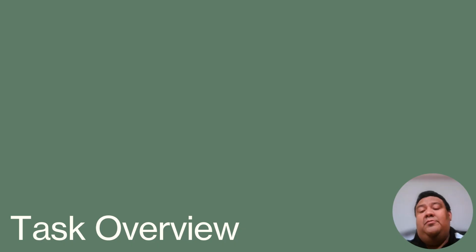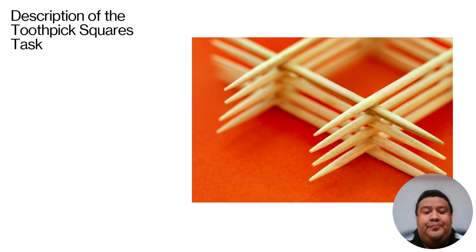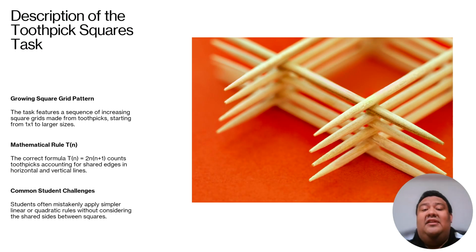The description of the toothpick square task. The task involved a growing square grid pattern, which the first figure was a 1 by 1, 4 toothpicks. The second is a 2 by 2 grid, 12 toothpicks. And the third is a 3 by 3 grid with 24 toothpicks. Students were asked to find a rule for the number of toothpicks for any stage.